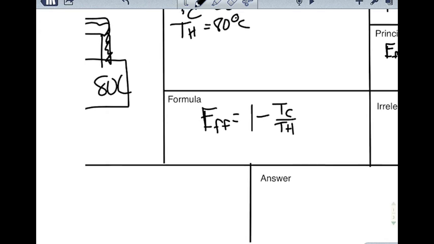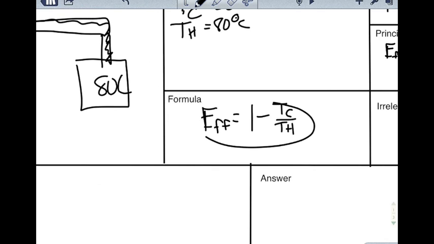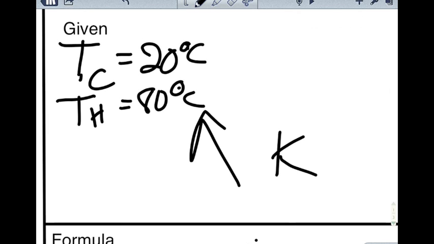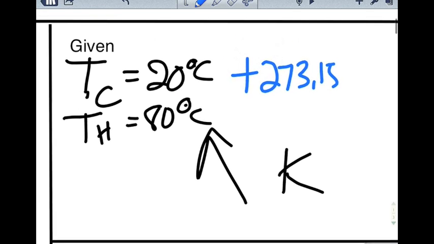Now for this formula to work, it requires that these temperatures be in Kelvin. They're not right now; they're actually in Celsius. But remember, converting from Celsius to Kelvin is pretty easy. All you have to do is add 273.15. You can do that to both sides fairly easily. So now we're going to go ahead and go to our solution.